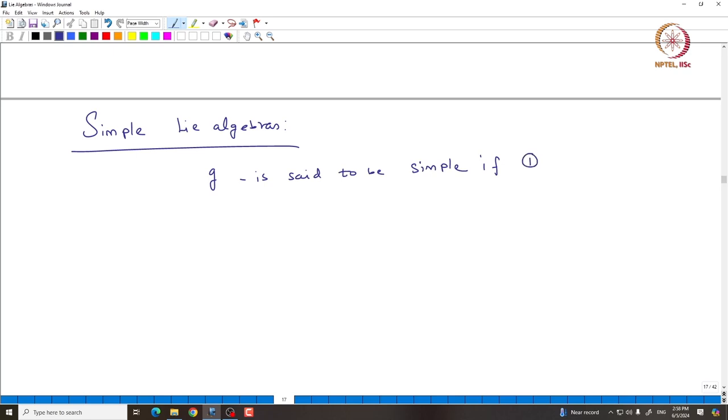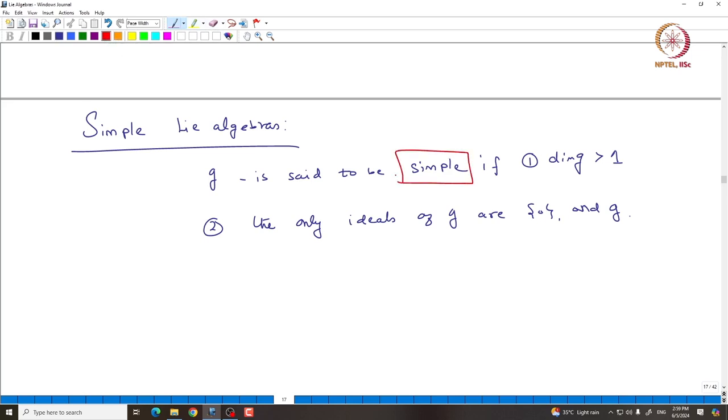The first condition is that the dimension of G must be greater than 1, so that we avoid the trivial cases. The second condition is that the only ideals in G are 0 and the full ideal G. It is easy to see that the trivial ideals 0 and G are ideals inside G, and these are the only ideals of G. In that case, we say that G is a simple Lie algebra. This is just a simple definition.